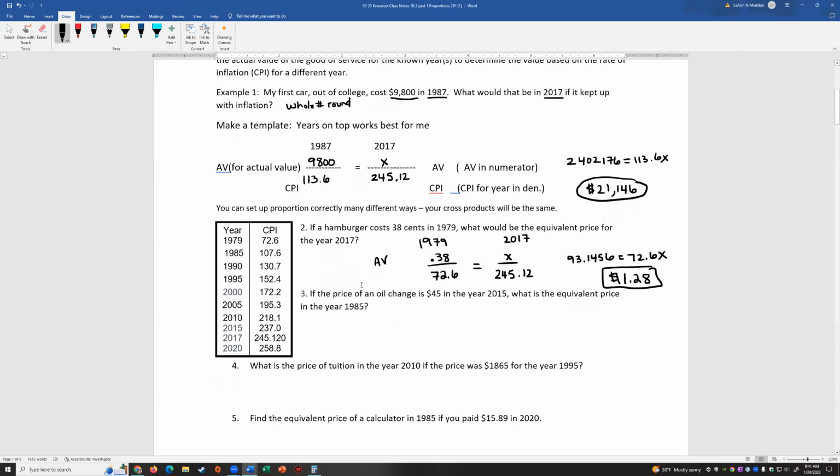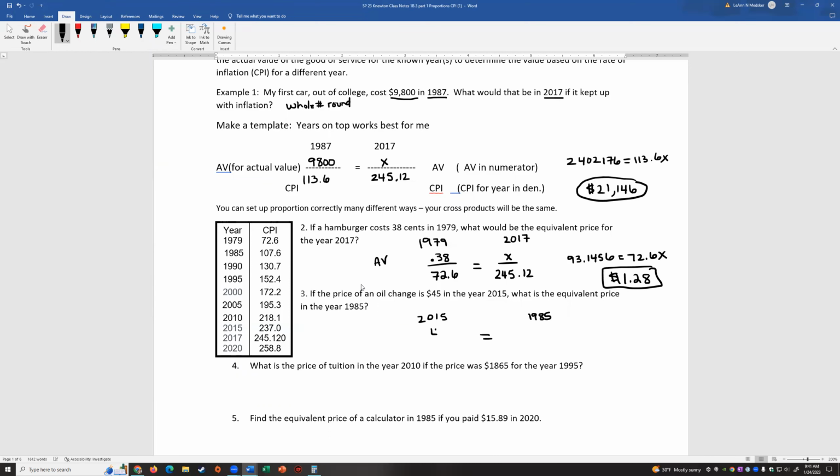Sorry for my runny nose, struggling through that. If the price of an oil change is $45 in the year 2015, that's going to be our year of starting. What was the equivalent price back in 1985? It doesn't matter which column you make which year, just make sure you keep things together.